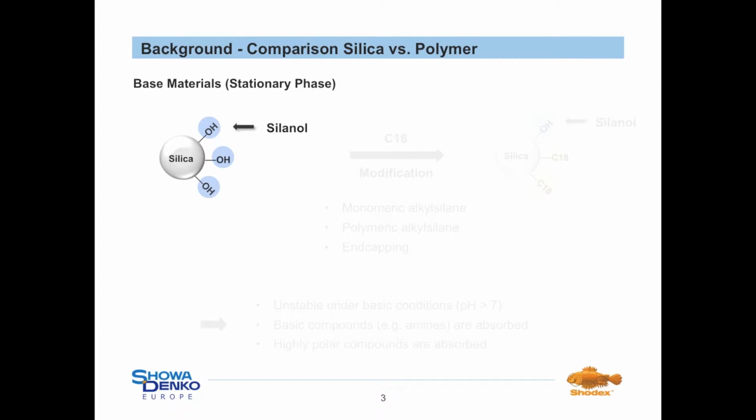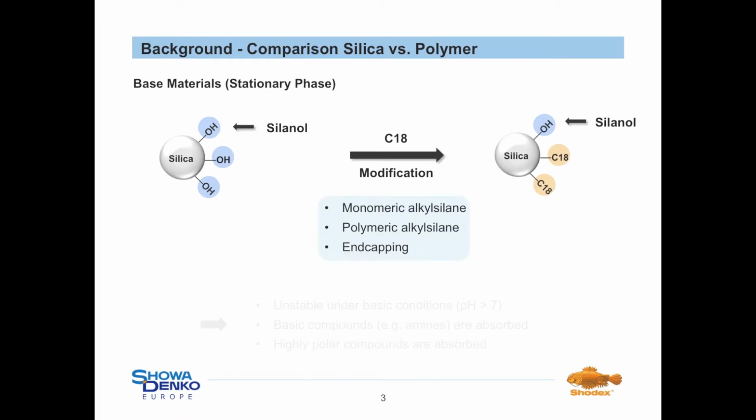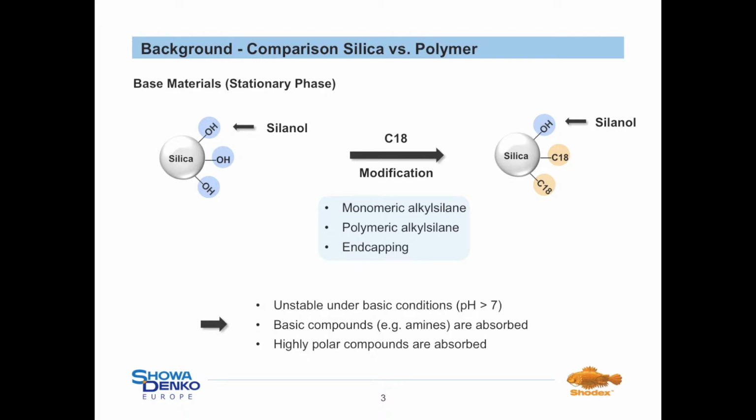In the case of HPLC columns, there are several improved methods to modify silica particles with functional groups, for example C18. Nevertheless, not all free silanol groups can be occupied by these methods, not even after end-capping procedures. Therefore, still high silanol contents are present, which leads to several drawbacks, especially under basic conditions and when basic compounds have to be analyzed.